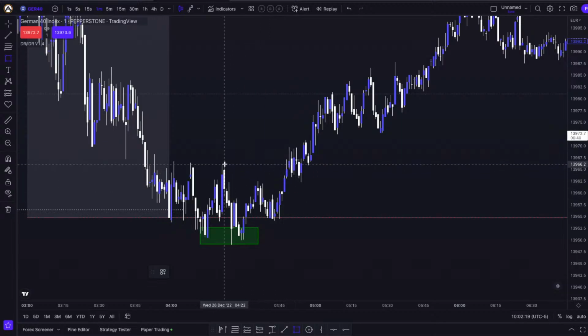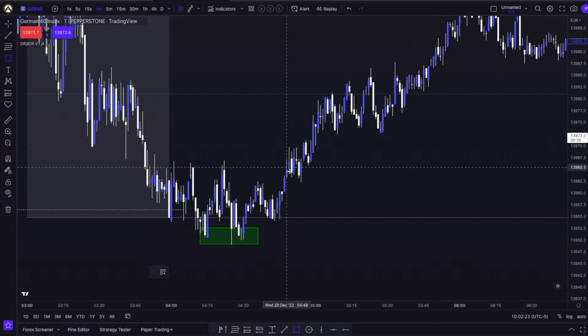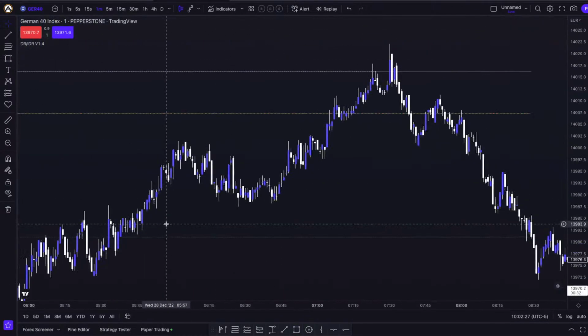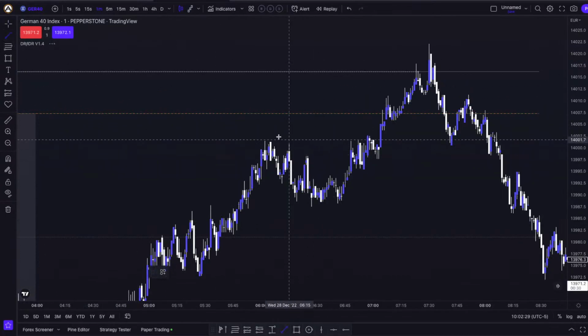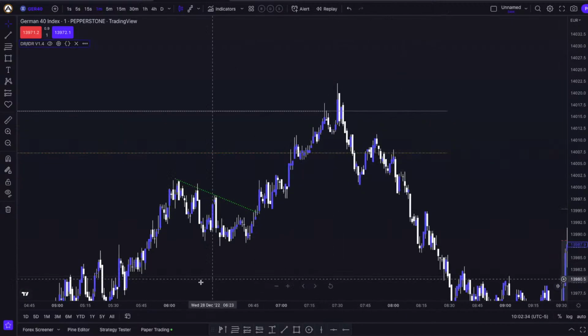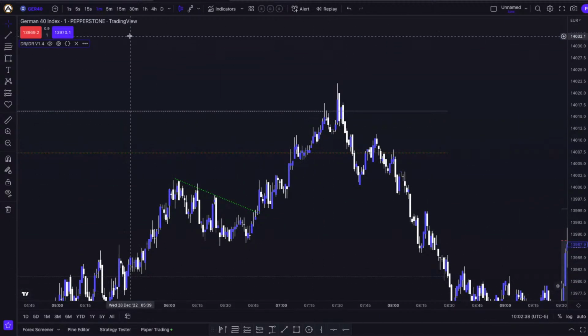Again, we then had a beautiful change of character forming right here, pulled back into the fair value gap for a continuation move further to the upside, followed by a nice little bull flag pattern right here for another continuation move further to the upside.